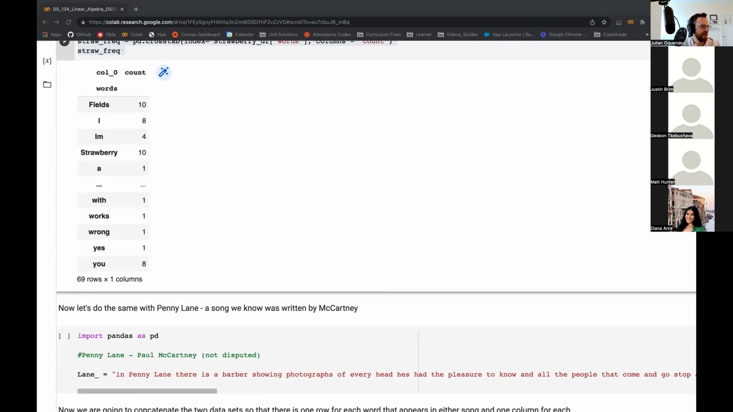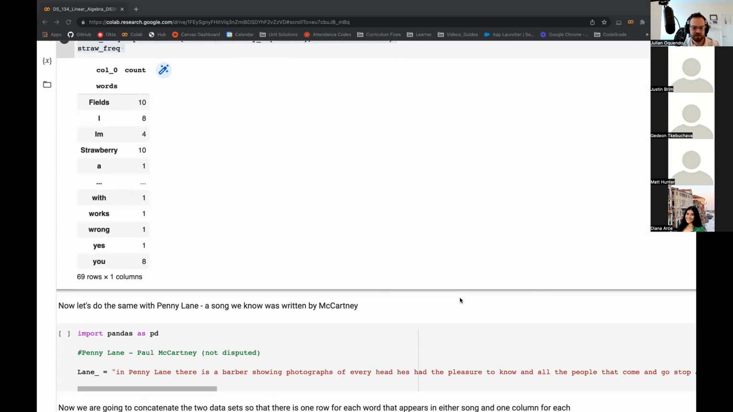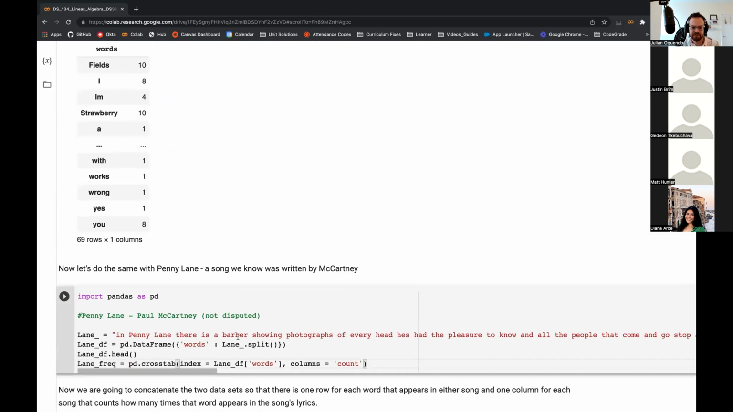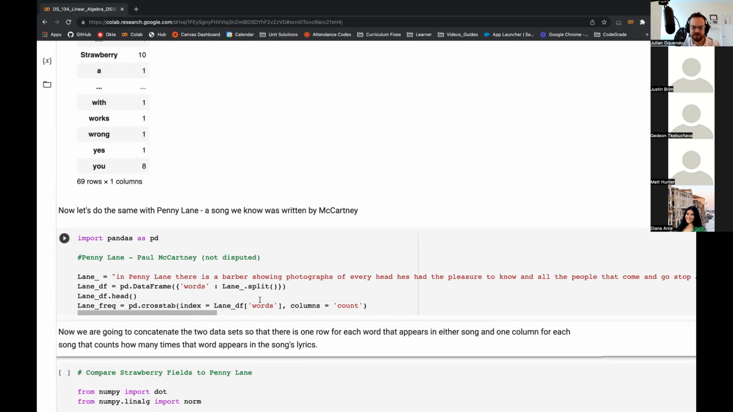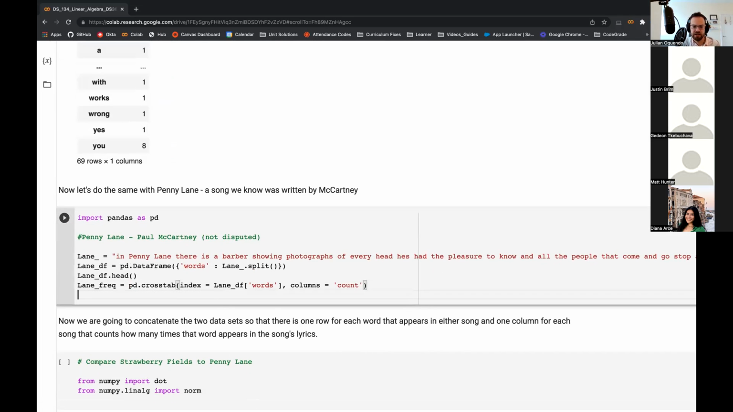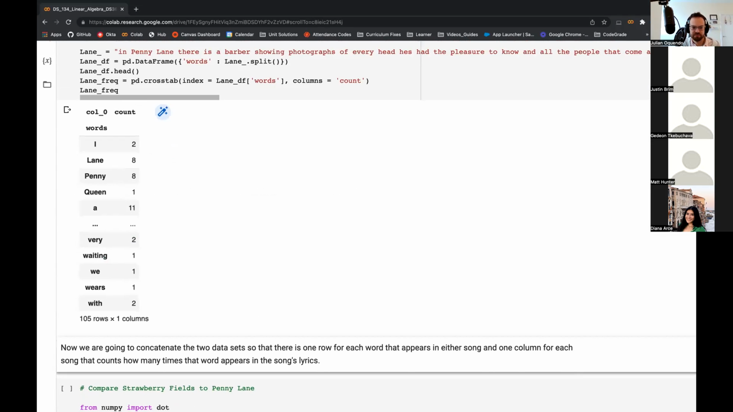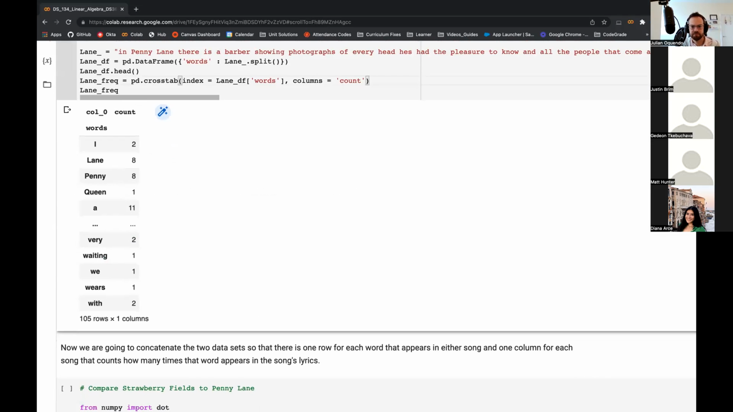Let's do the same with Penny Lane. And I'm simply going to copy paste this process over so that we're not too repetitive, because this is exactly the same process. So if I look at the lane frequency, we have our values, same thing. Copy that over, share that with you on Slack to follow along.